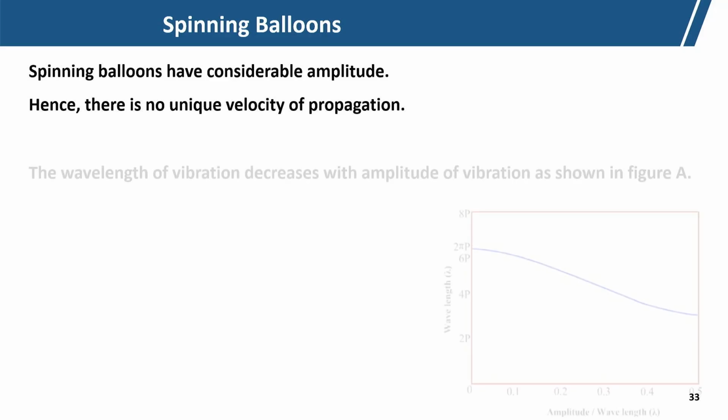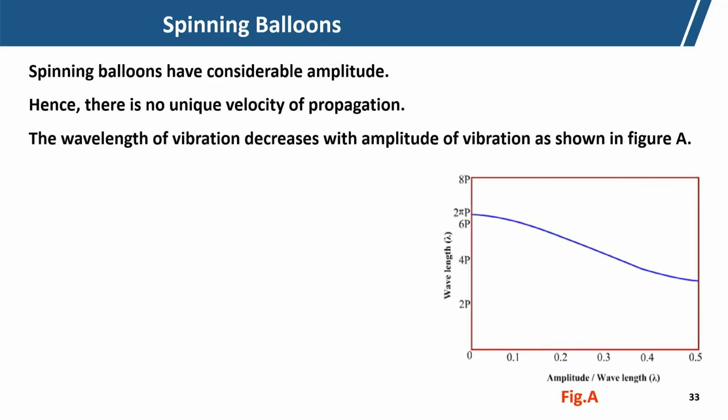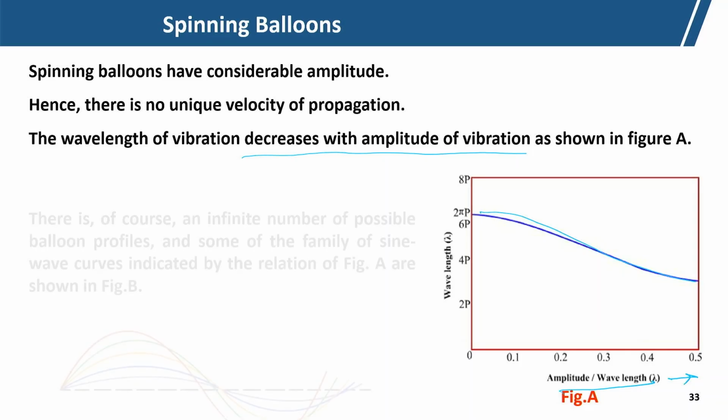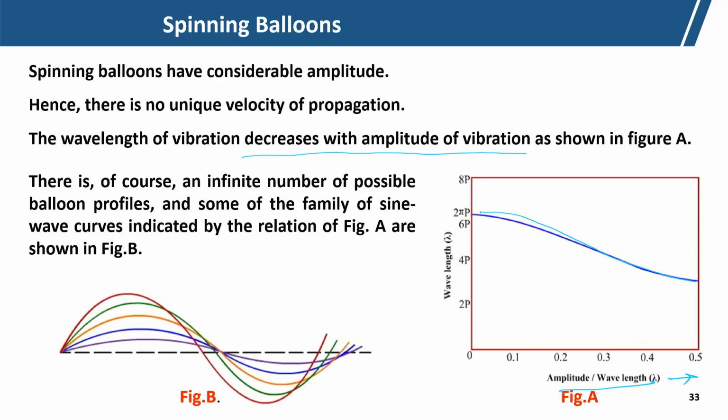Spinning balloons have considerable amplitude, hence there is no unique velocity of propagation. We can see the wavelength of vibration decreases with the amplitude of vibration, as shown in the figure. So, here the amplitude of vibration per wavelength is actually reducing gradually; the wavelength is reducing. So, there is of course an infinite number of possibilities of balloon profile.